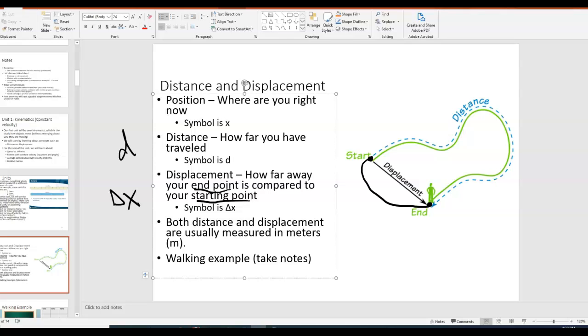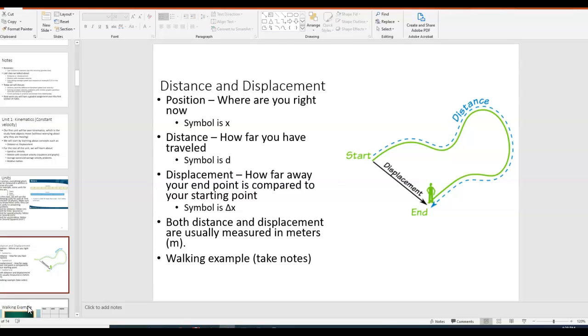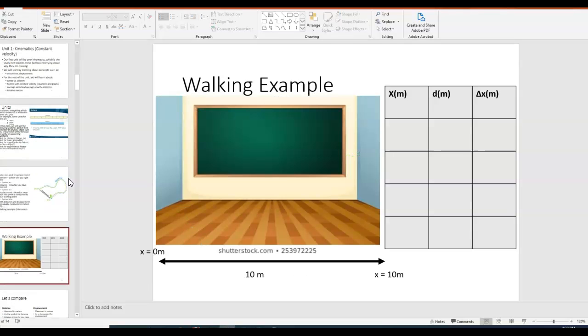Okay, so let's start off with a simple example. This is my walking example. Let's say I have a room, and you can see the two walls are right here and right here. And let's say the room is 10 meters across. I'm just making up a number. Imagine this room as being like a number line. Over here on the left side is x equals 0, and over here on the right side is x equals 10 meters.